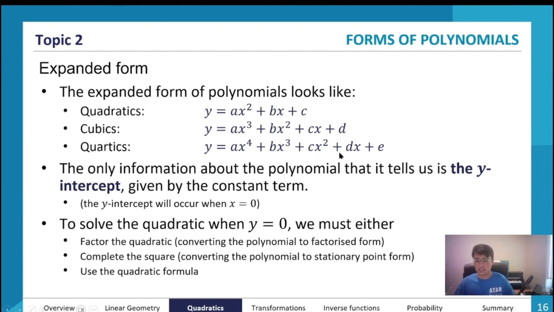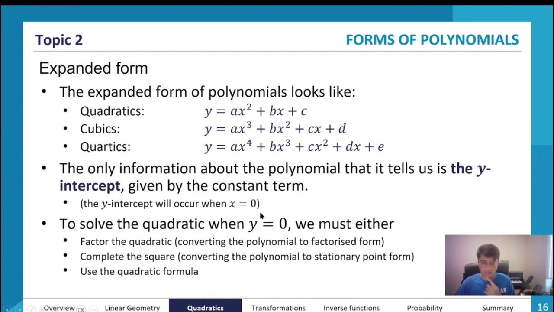When it comes to sketching graphs of these equations, we do want to gather other information like the x-intercept, and in the case of quadratics, the turning points, etc. But what we're looking for is what information we can get at face value straight away without doing any mathematical working. That's the y-intercept.